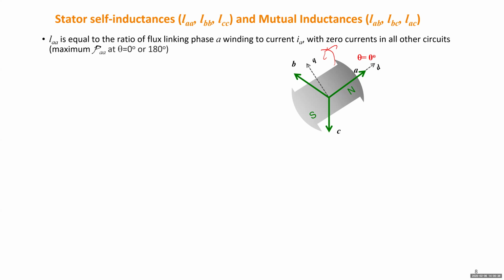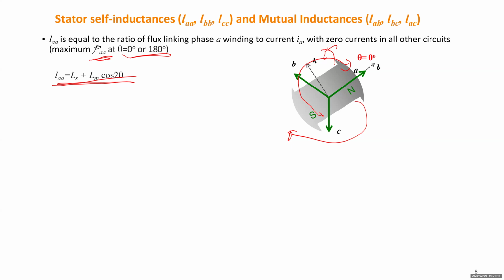The permeance will reach the maximum value every 180 degrees. Right now, when theta equals 0, that's maximal permeance. When the rotor turns by 180 degrees, it is also parallel with the A axis, so it will reach the maximum value again. So LAA is formulated by this equation.